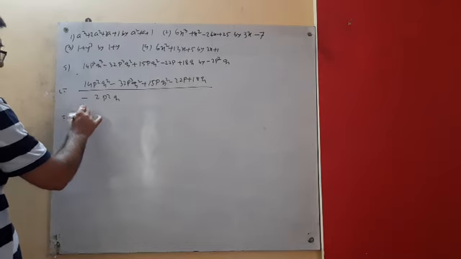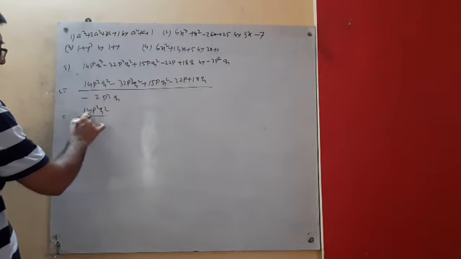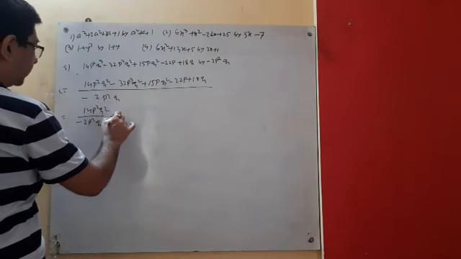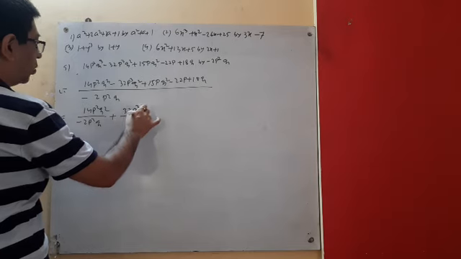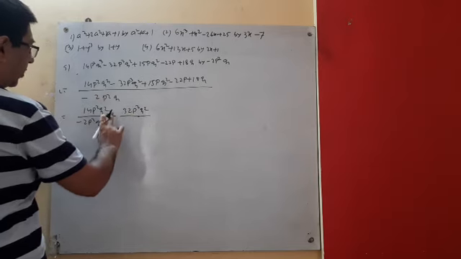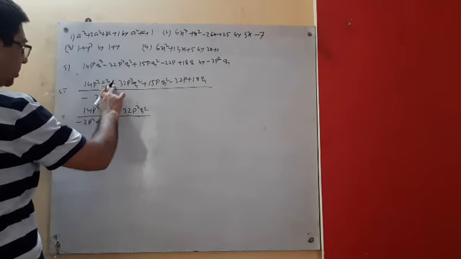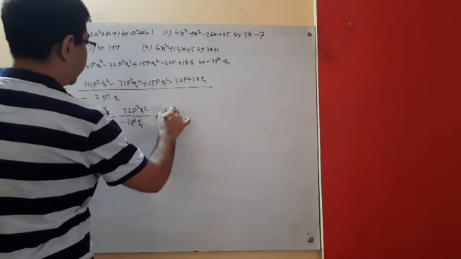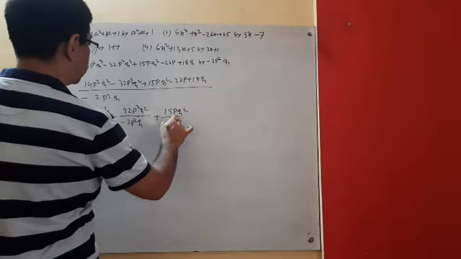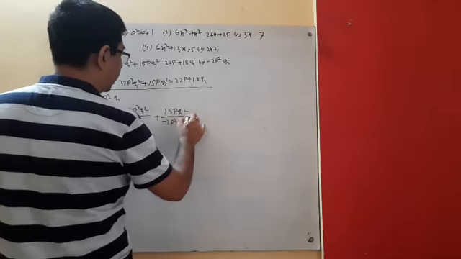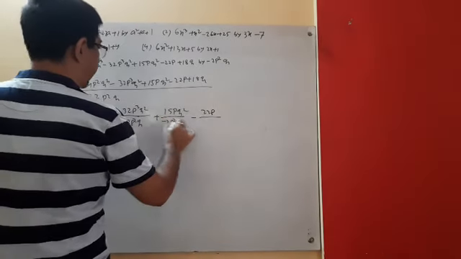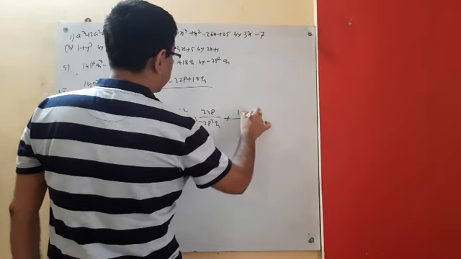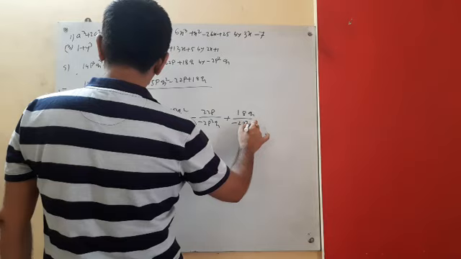So what will we do? This one by this one: 14 p square q square by minus 2 p square q, then minus minus plus 32 p cube q square by minus 2 p square q, then plus 15 p q square by minus 2 p square q, minus 22 p by minus 2 p square q plus 18 q by minus 2 p square q.